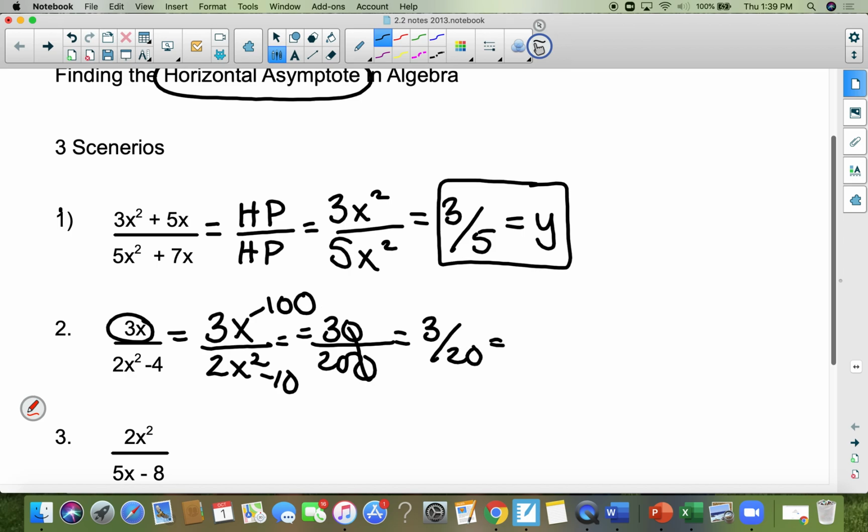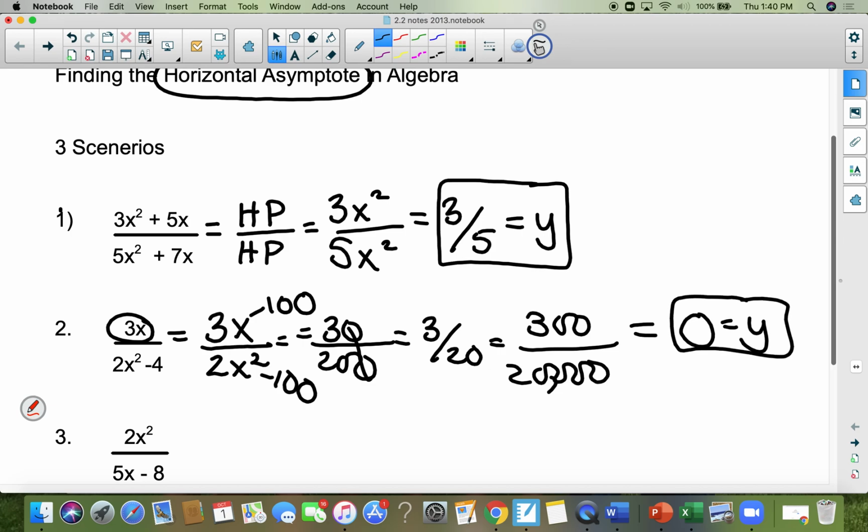Okay, let's put 100 in there instead. That's going to be 300 over 20,000. What is that getting closer and closer to? Where's 0? 0. Yep. Y equals 0. The denominator is growing that much faster than the numerator, right? So it's getting closer and closer to 0.